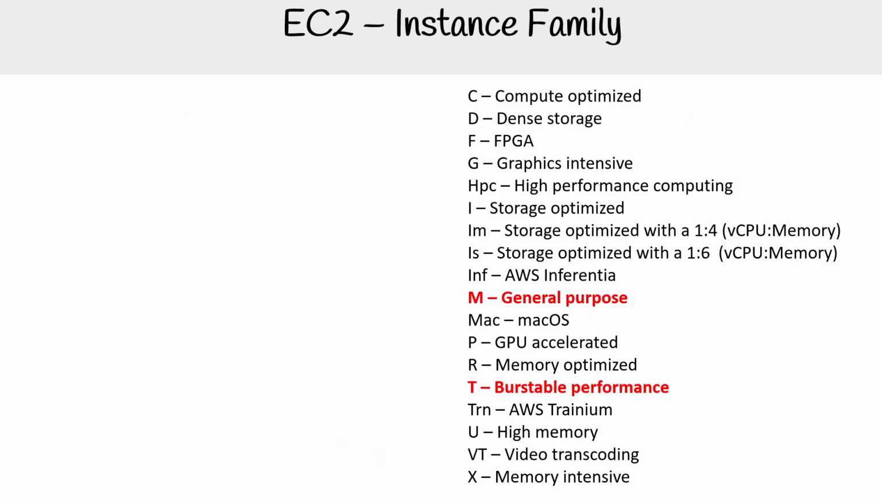And here's the other view. So this is actually the full list as of today. So you can see we have compute dense, FPGA, graphics intensive, high performance computing, storage optimized with a different ratio for VPC and memory for 1:4, 1:6.